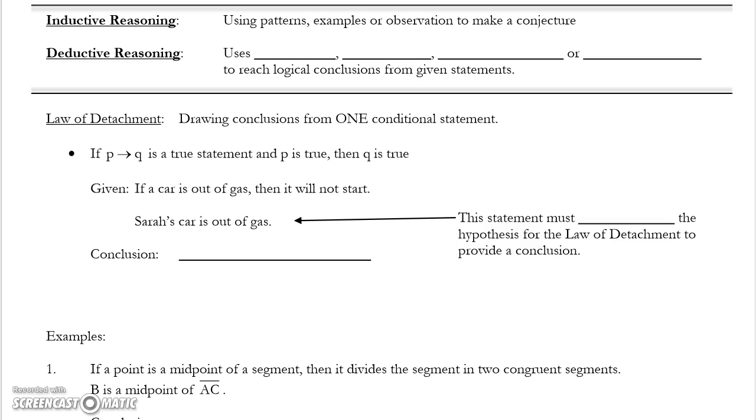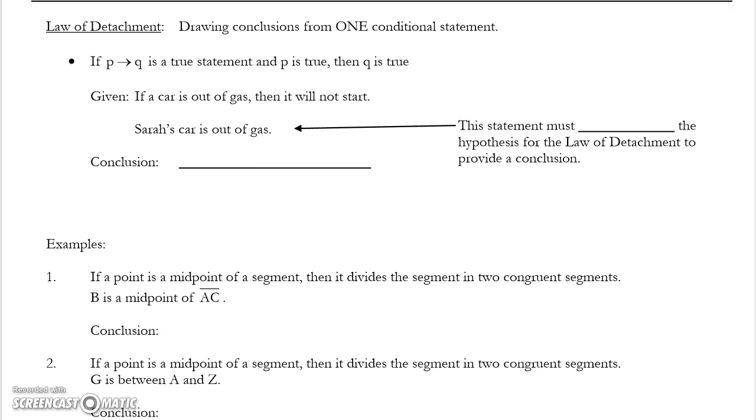Two forms of deductive reasoning that we are going to study. One of them is called the law of detachment. This is drawing conclusions from one conditional statement. We're going to be given a true conditional statement. That means my hypothesis is true, my conclusion is true. Example, if a car is out of gas, then it will not start. That's a true conditional statement.